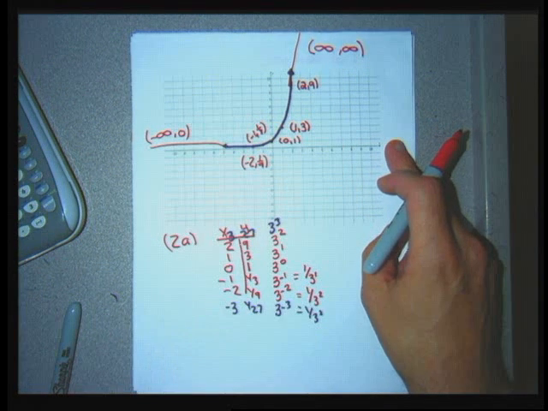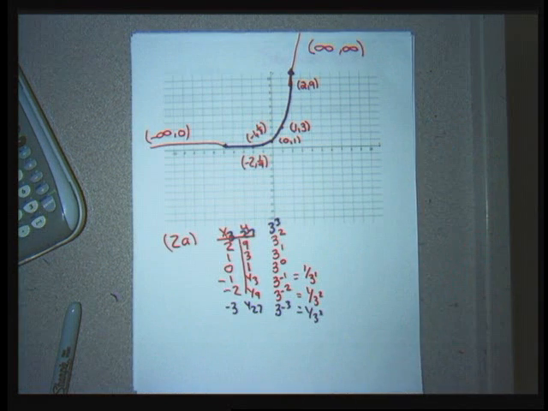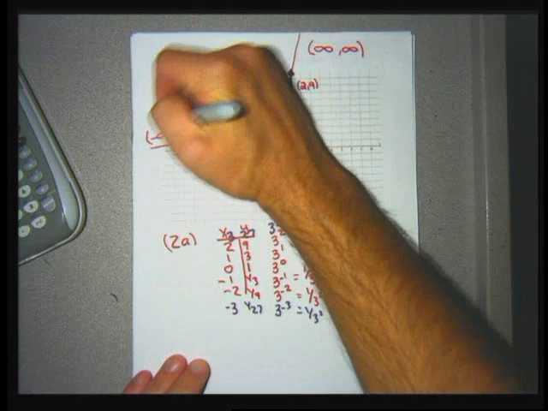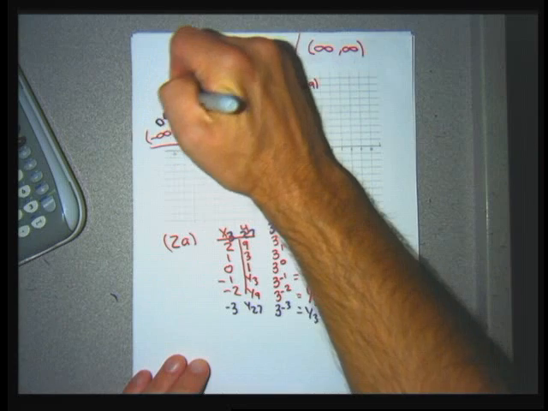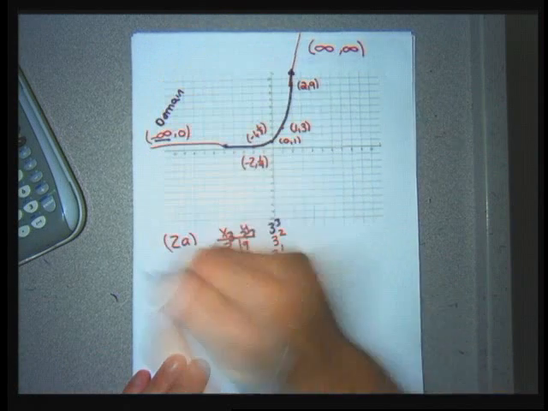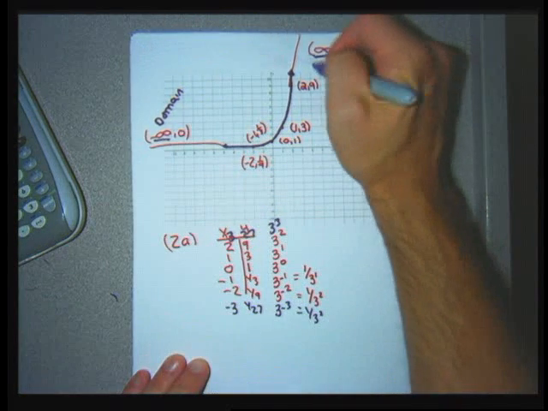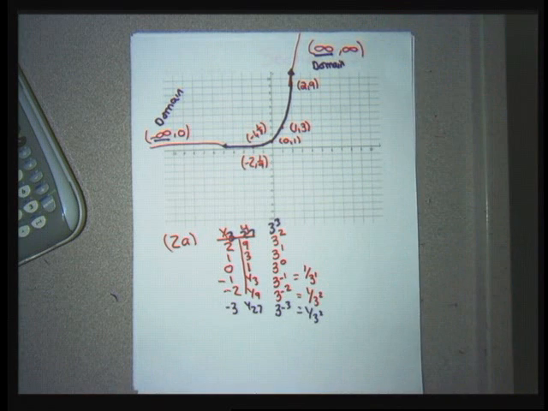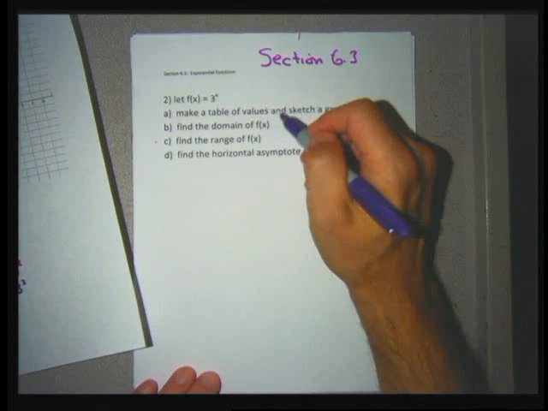And from that extension, I can do the domain. For the domain, I need the x coordinate of the far left point, which is going to be that negative infinity. And I need the x coordinate of that far right point, which is positive infinity. The domain of every exponential function that we're going to do today is negative to positive infinity.